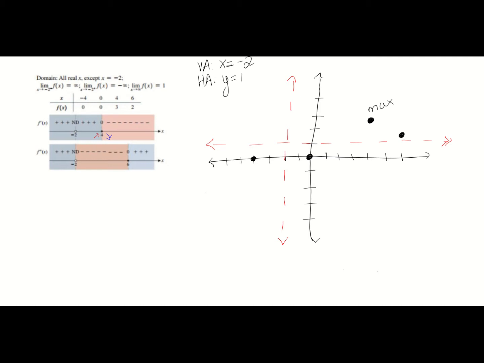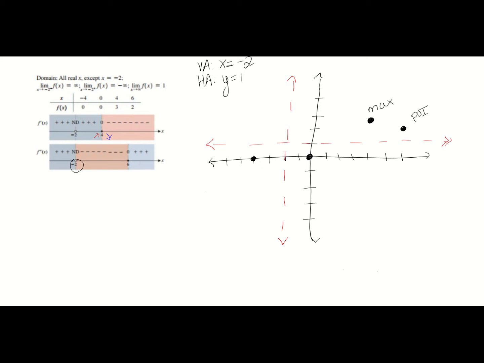Then I look if I have any point of inflection. What's important to notice is that, yes, you are changing concavity at -2, but it's not part of the domain, so it cannot be a point of inflection. However, 6 is part of the domain, and the concavity changes, so this will be a point of inflection. And actually, I see that this is a little low, because I need to have (6, 2), so I'll bring it up a little bit.